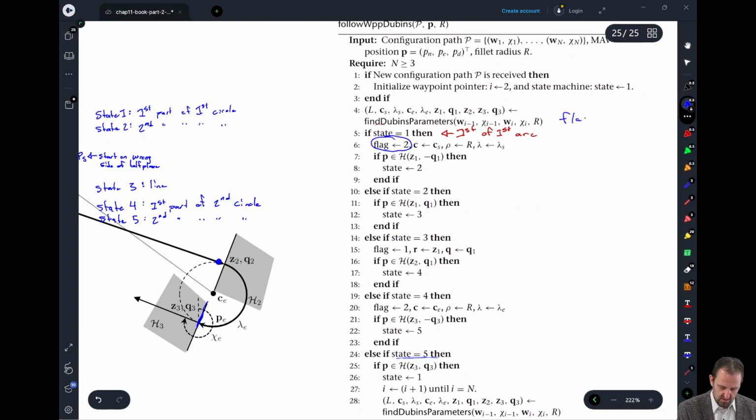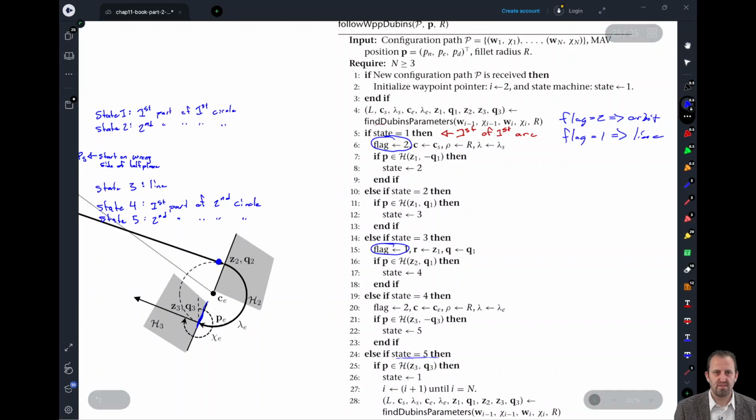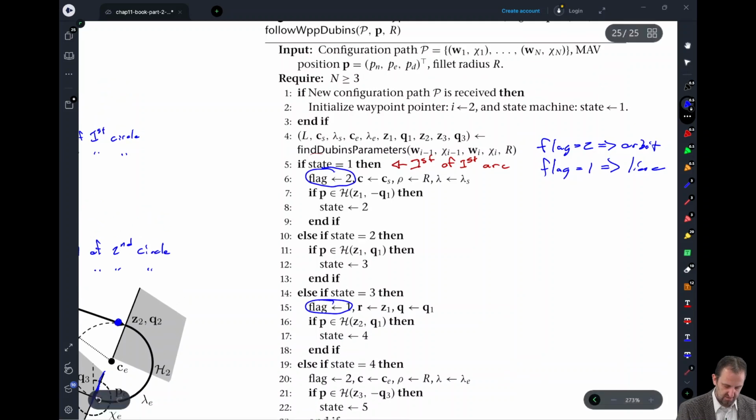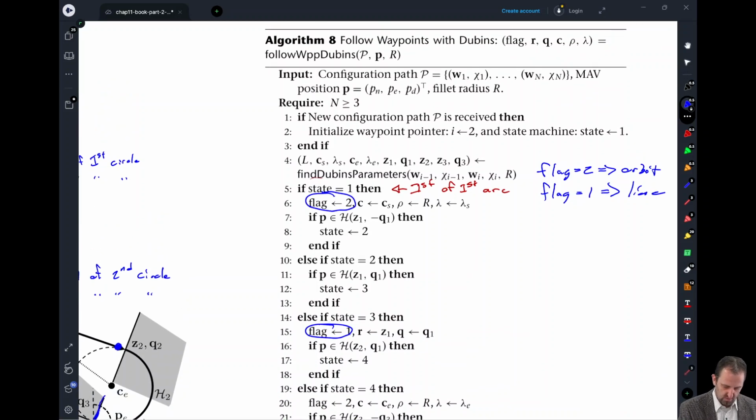Flag equal to 2 implies orbit, and flag equal to 1 implies a line. So that's all this flag is denoting: is it orbit or line. If it's state 1, we're going to be doing an orbit, and if we look at the outputs, we're going to send out the flag, so is that orbit or line.